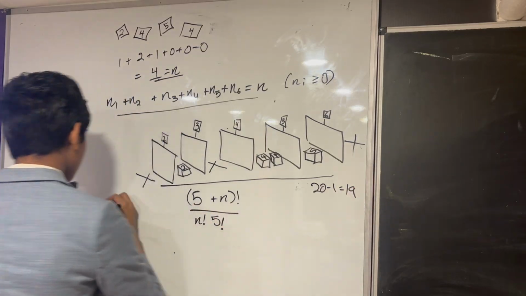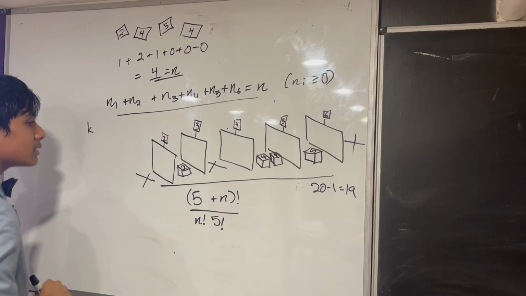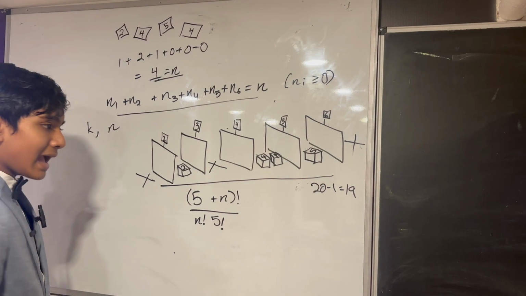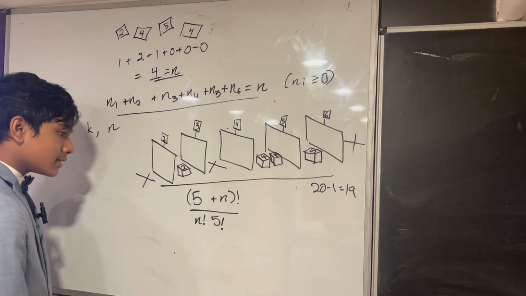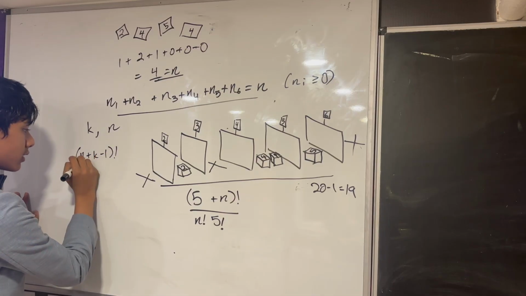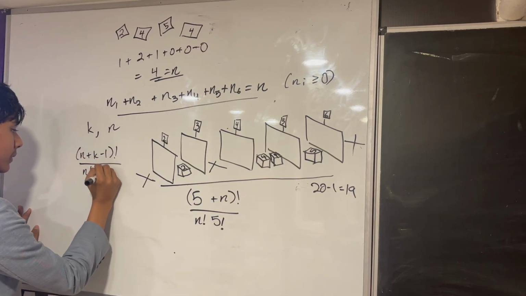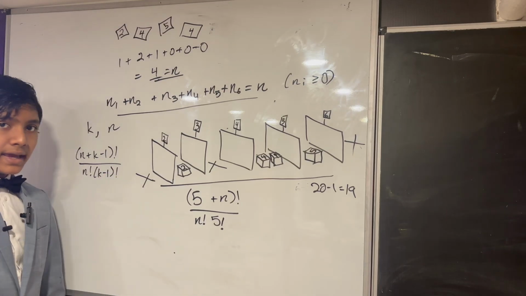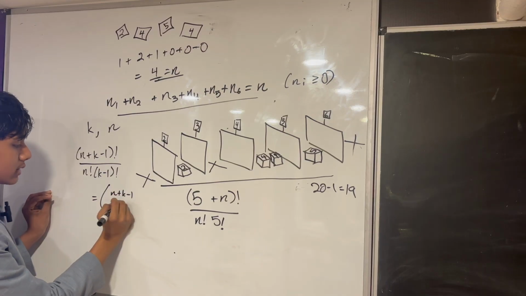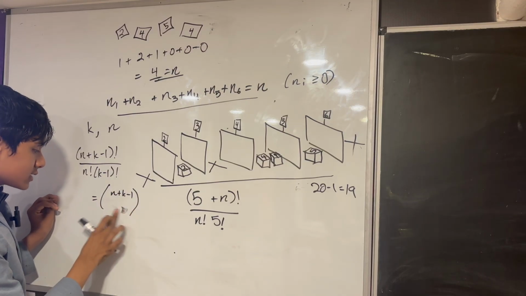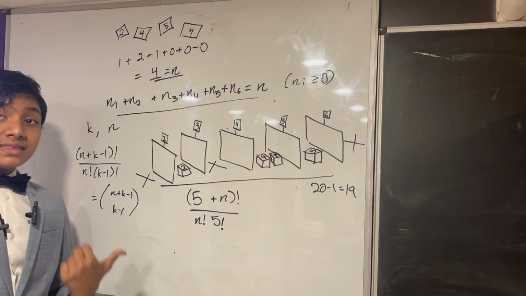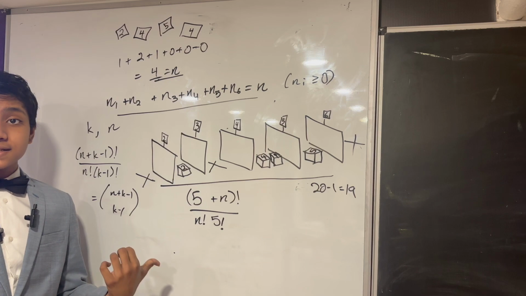Really, if there were k possible outcomes to an event, and n events that are occurring, then the formula is just (n plus k minus 1) factorial over n factorial times (k minus 1) factorial. And this is abbreviated as n plus k minus 1 choose n, or k minus 1, whatever you say. So this is how we count combinations.